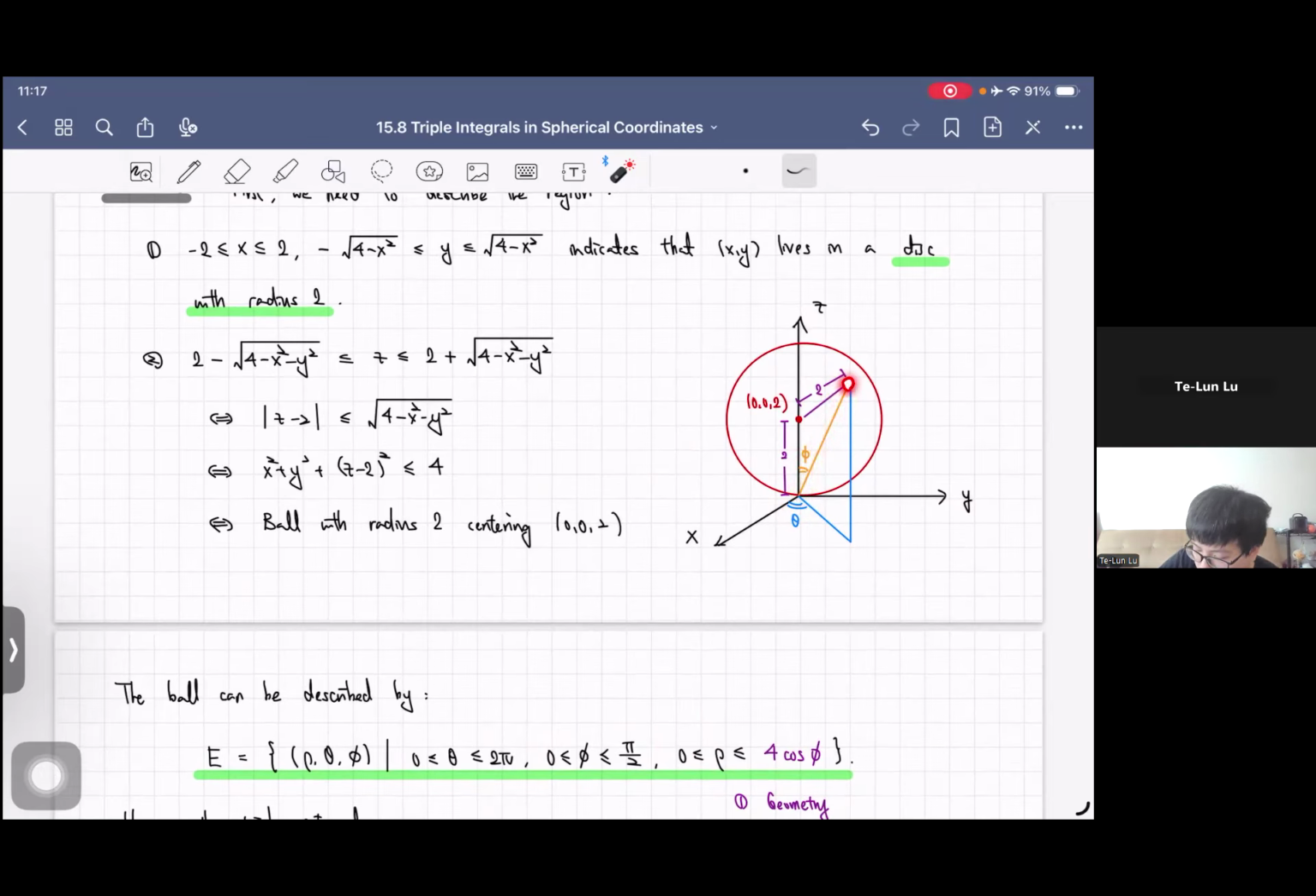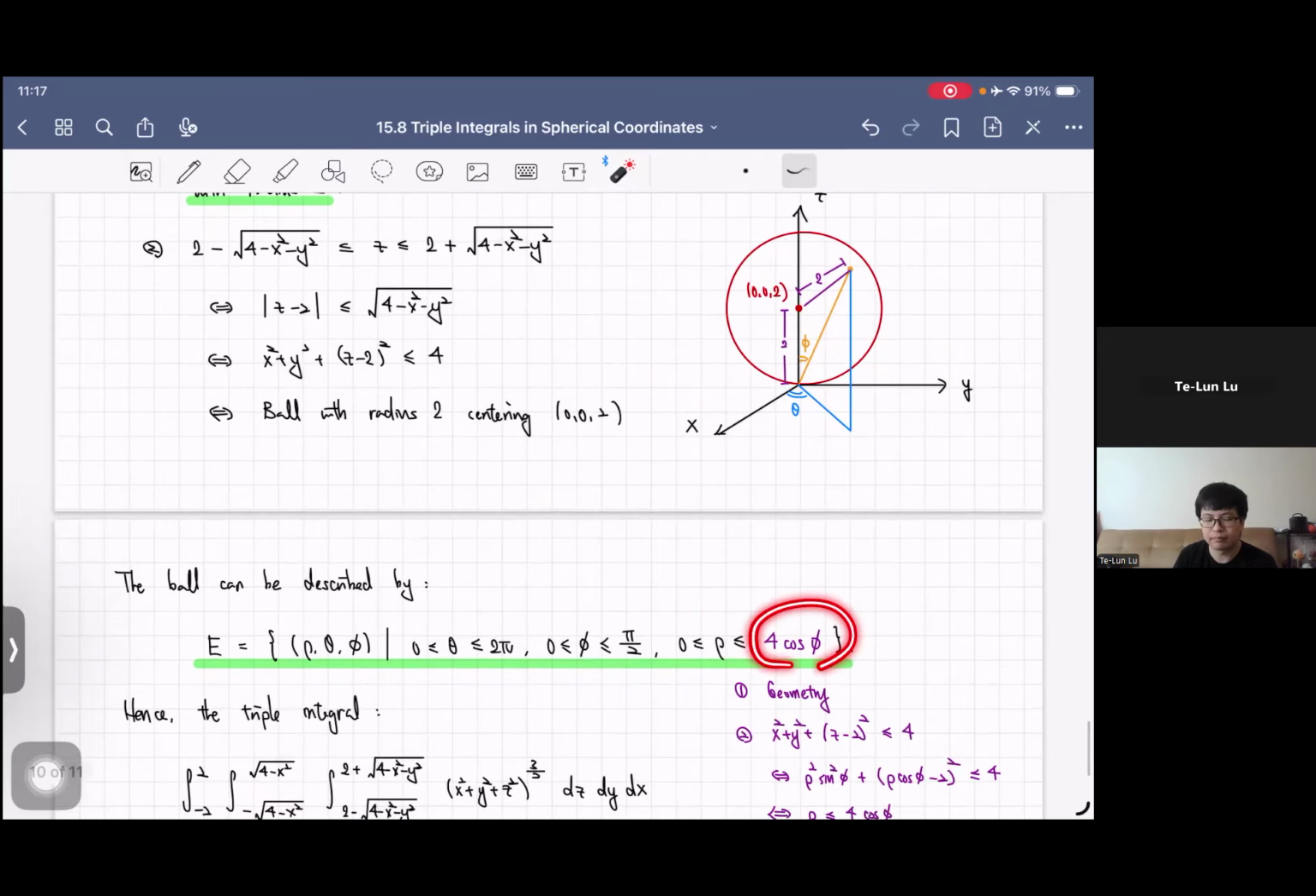How long is this point towards the origin? By definition, every radius of this ball is of length 2, so 2 and 2. And this is phi, right? So by definition of the trig function, this guy here is 2 cosine phi. And so this whole thing here is 4 cosine phi. So for a fixed coordinate, theta and phi, the rho goes from 0 towards 4 cosine phi.